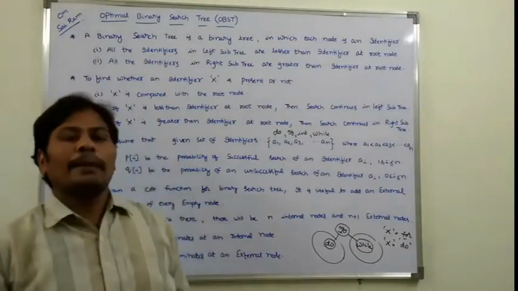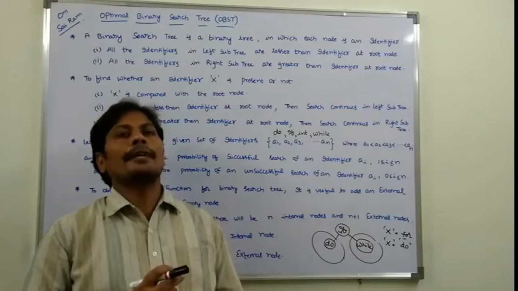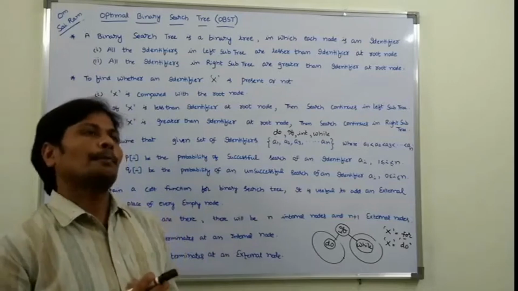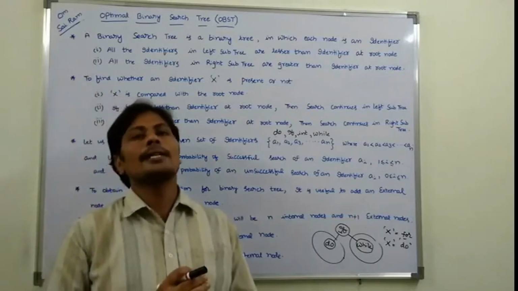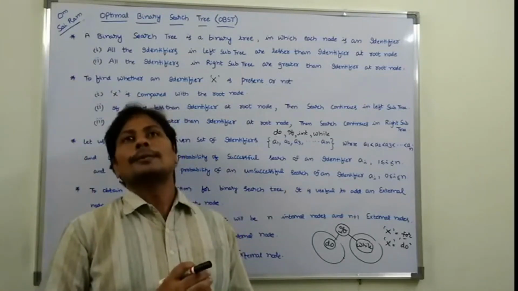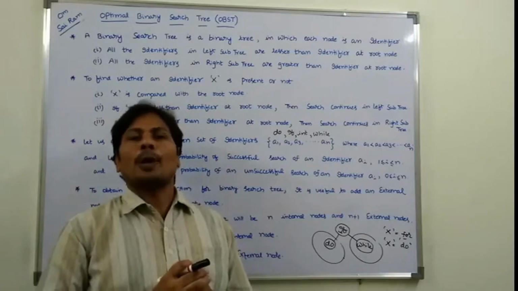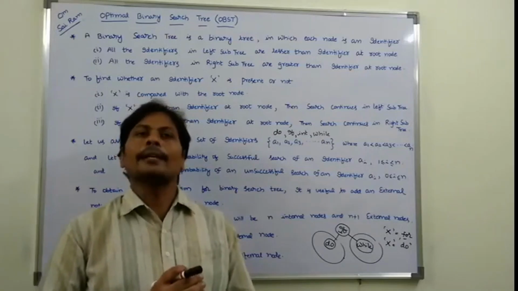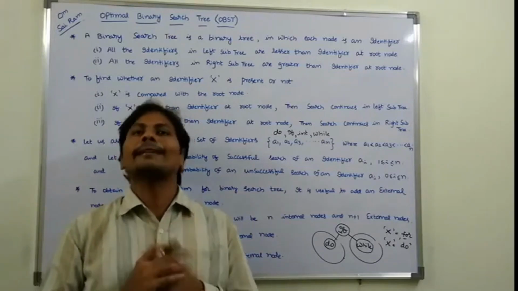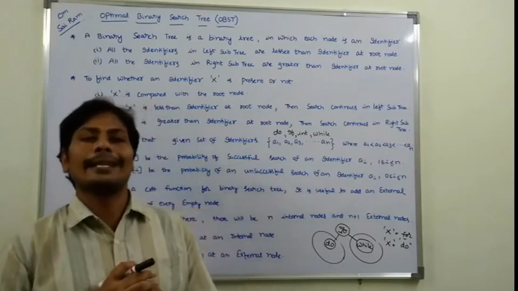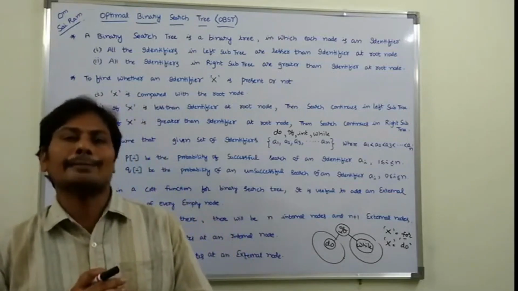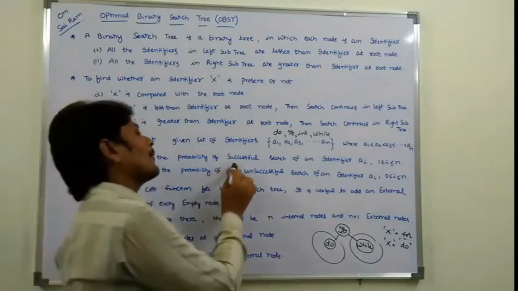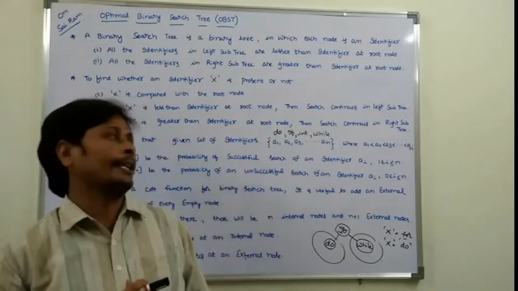Let P of I be the probability of successful search for an identifier. So P of I always represents the successful search probability. By this probability we can search an identifier in the binary search tree. If the identifier is present in the binary search tree, then we can say that is successful search probability. P of I always represents the probability of successful search of an identifier.